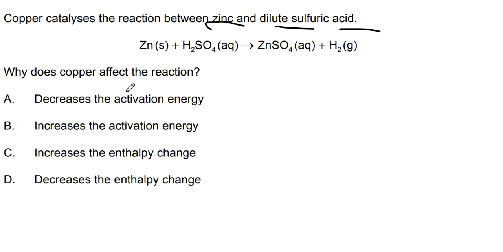Why does copper affect it? Isn't it "how does copper affect the reaction?" I believe that's a wording error. But I think, well, if it's a catalyst, right? If it catalyzes something, then copper's a catalyst, so it would decrease the activation energy. That's what a catalyst does. So A seems to be the correct answer.